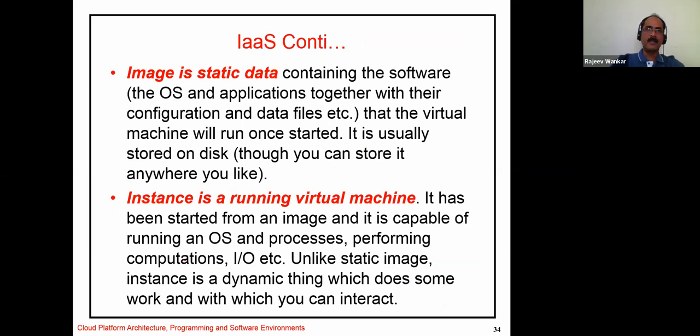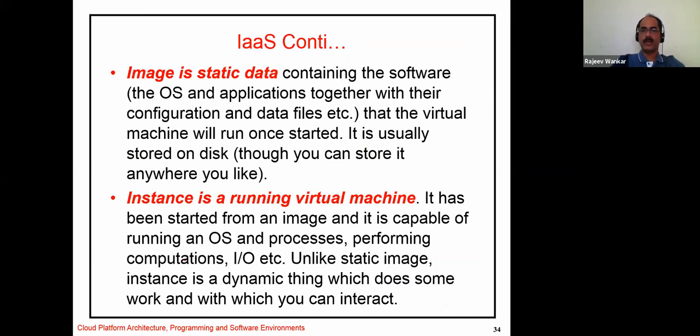I was talking about images. So an image is basically static data. It contains the operating system and application together with their configuration and data files, everything. And that is a virtual machine which runs once this is started. So it is like a packaged unit that would be available in the repository.